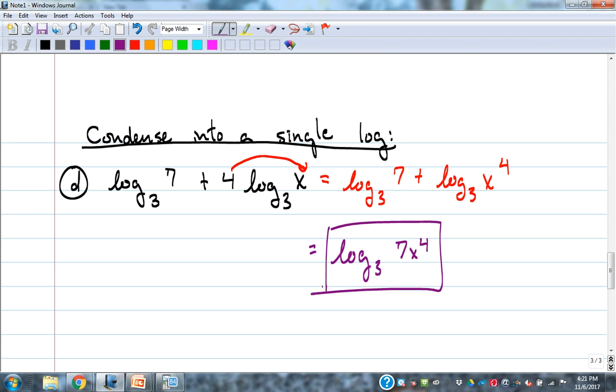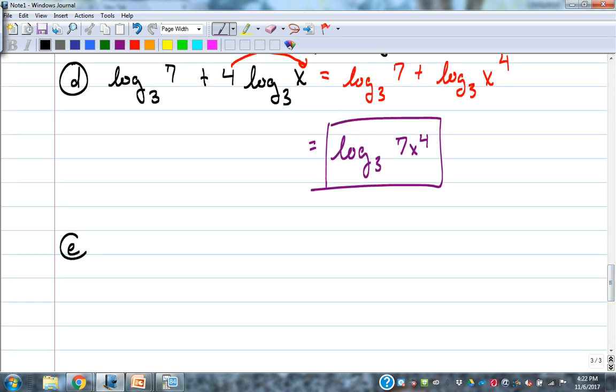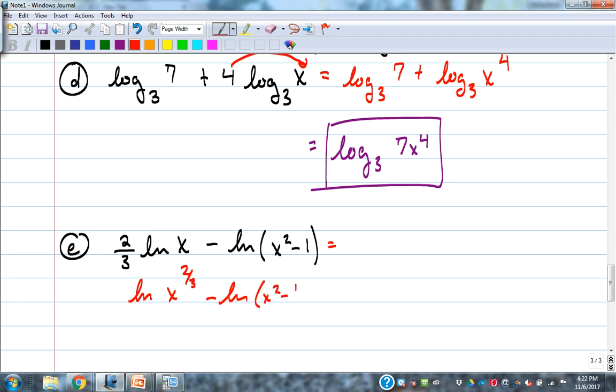And this is more like what you'll be doing to solve an equation in the next few sections. Let's do another one. 2/3 natural log of x minus natural log of x squared minus 1. We want to condense that into a single log. Okay, so this is going to turn into natural log of x to the 2/3. Now what?